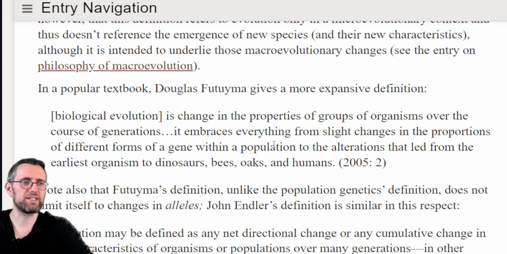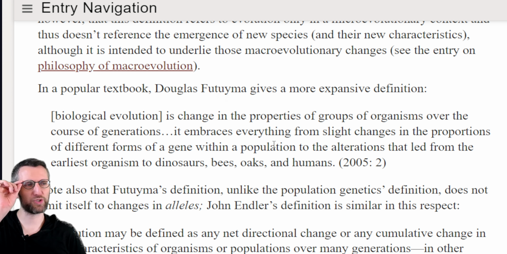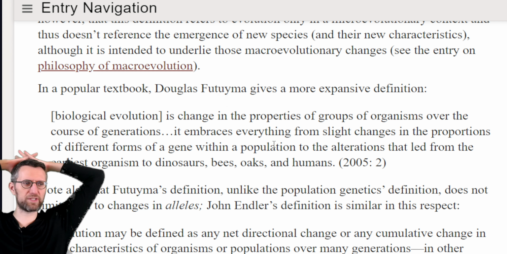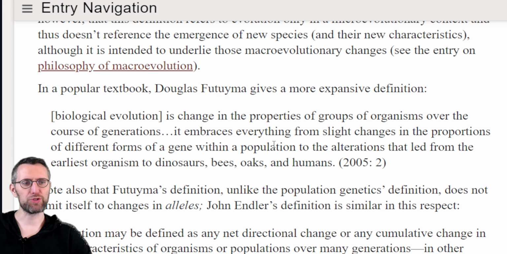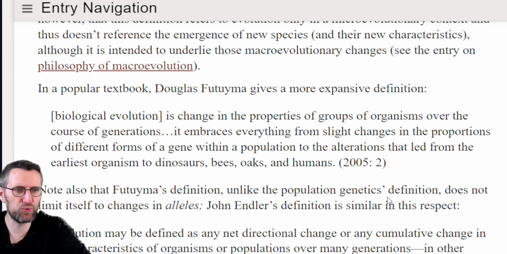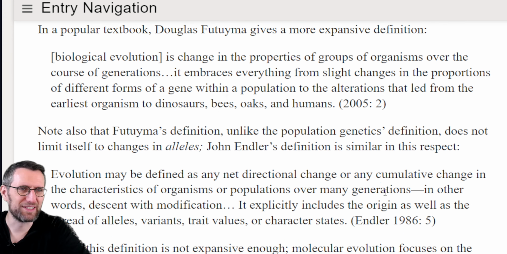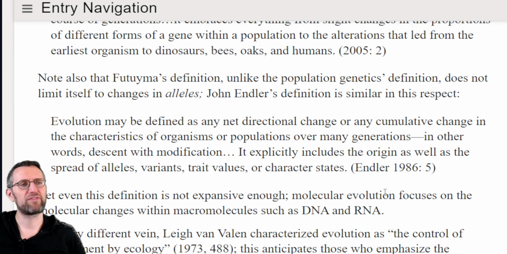Biological evolution is a change in the properties of groups of organisms over the course of generations. It embraces everything from slight changes in proportions of different forms of a gene within a population to the alteration that led from the earliest organisms to dinosaurs, bees, oaks, and humans. Note also that Futuyma, yeah, difficult name, unlike the population genetics definition, does not limit itself to changes in alleles.